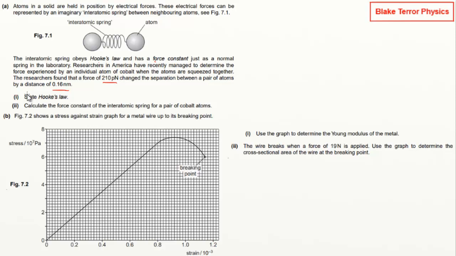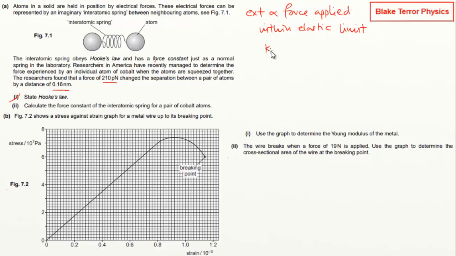We've got to start by stating Hooke's law. So Hooke's law is that the extension is proportional to the force applied as long as we haven't gone beyond the elastic limit, so within the elastic limit. So yeah, for Hooke's law it is that proportionality rather than actually writing out F equals kx. So that's Hooke's law. Calculate the force constant of the interatomic spring for a pair of cobalt atoms.